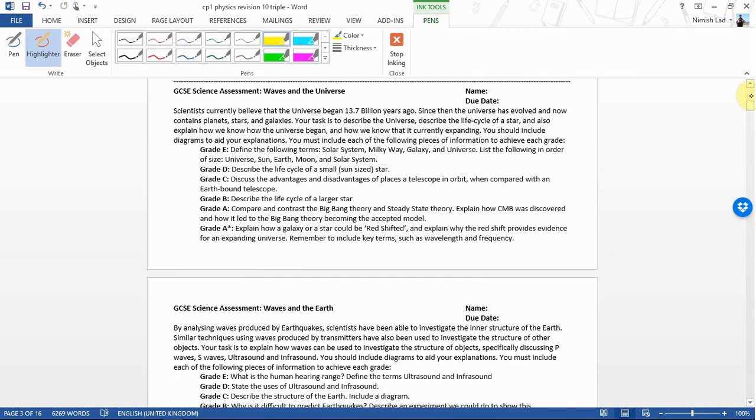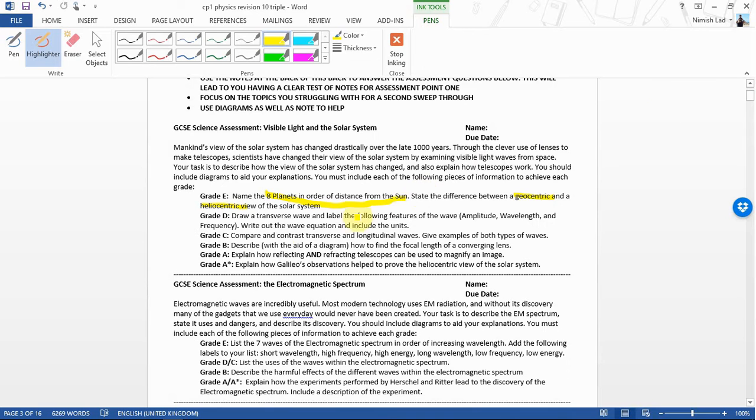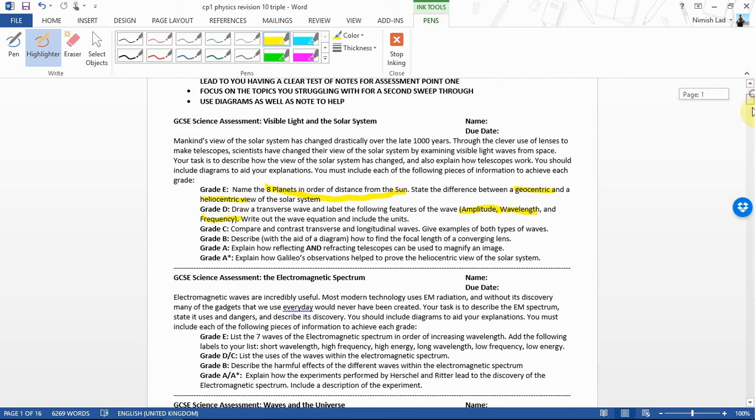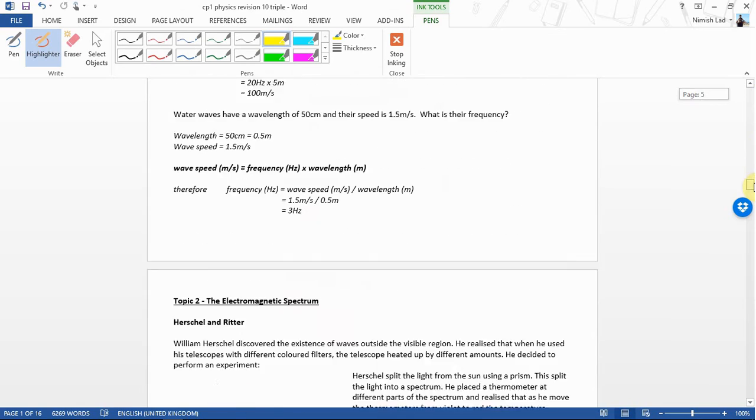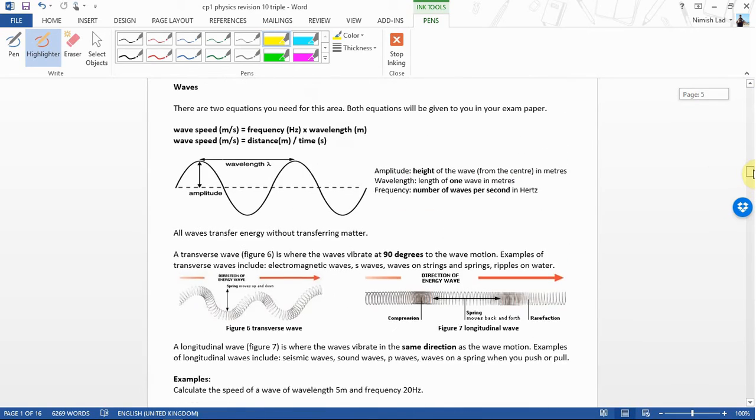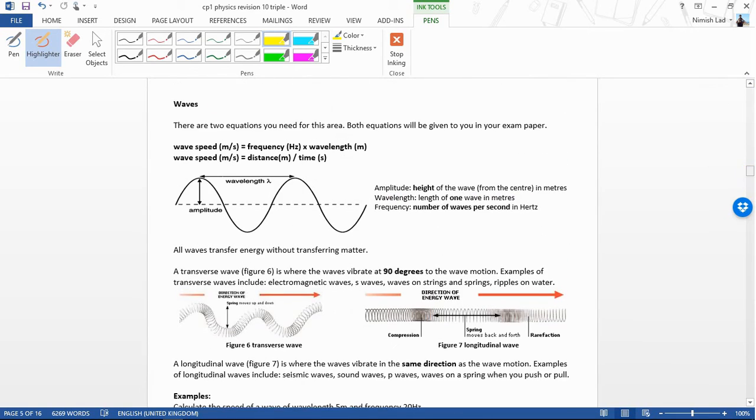Alright, so if we go back to the very top, look at our second one. It's saying to draw a transverse wave and label the following features: amplitude, wavelength, and frequency. Then it's asking us to also write out the wave equation. So if we go to that section of our work, here we go. You can see there's a transverse wave over here. There's the wave equation. This top one over here is the wave equation.